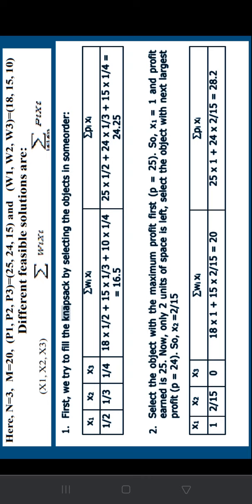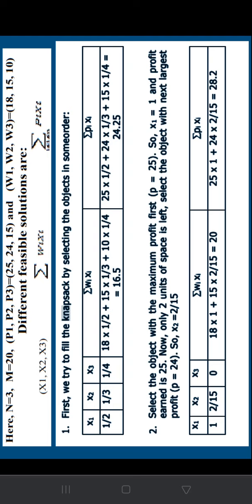Okay. So while adding these weights to the bag, the profit gained is 25 into 1, because we get the full profit of the first object, plus only 2 portions of 15 can be added. That means 24 into 2 by 15, which is 3.2. Adding these values, 25 into 1 plus 24 into 2 by 15, gives 28.2. So the profit gained is 28.2. Earlier it was 24.25. So we have tried 2 methods: one by giving some order of the objects, and second by choosing the maximum profit.